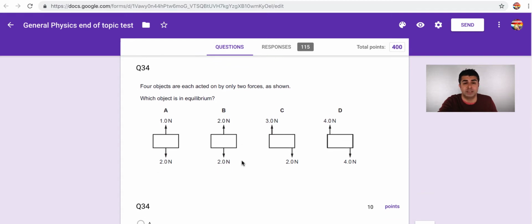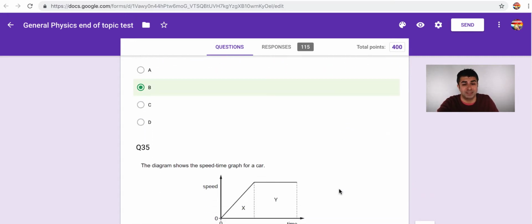Question 34. Four objects are each acted on by only two forces as shown. Which object is in equilibrium? Now you're looking for equal and opposite forces, so the answer is B. Quite often students will ask, well, why is it not D? Whilst they are equal, they're not directly opposite. In D, the object will turn. In fact, it will turn in a clockwise direction because you've got a bigger force up the left and a smaller force down the right. If you imagine I had a ruler, for example, with a bigger force up to the left and one going down the way, then the thing will rotate. Whereas in B, the forces are directly equal and opposite. So the answer is B.